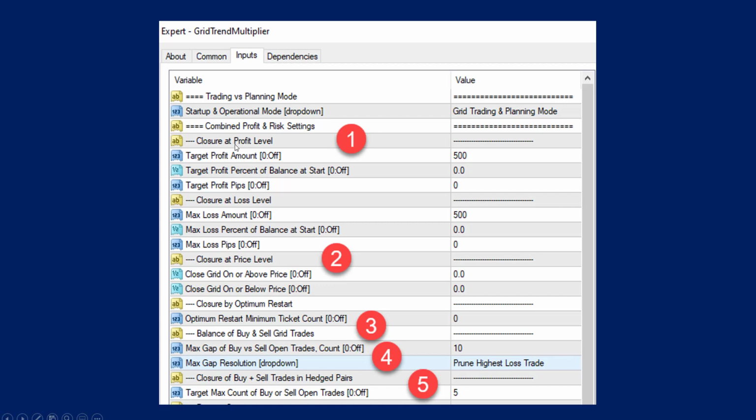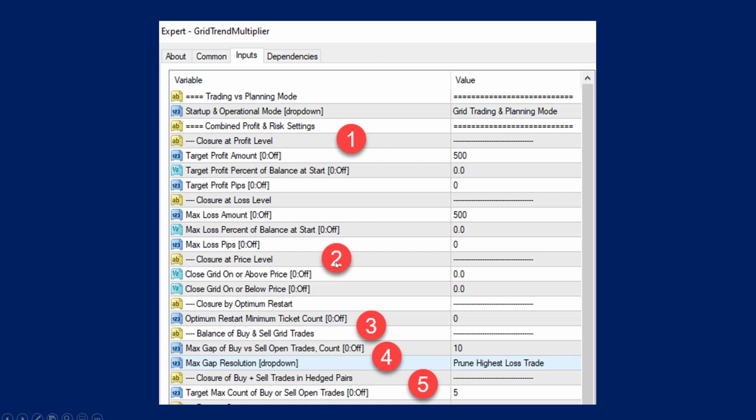Okay, so we're going to look at the 5 methods that are currently available in the Grid Trend Multiplier. There's the closure at a profit level, and there you can specify a dollar profit or a percentage gain on the start of the trading, or you could specify pips. So if you've made, let's say, 200 pips, you say please close the grid and I'll start again, or I'll reconsider my strategy. So that's number 1 pruning method.